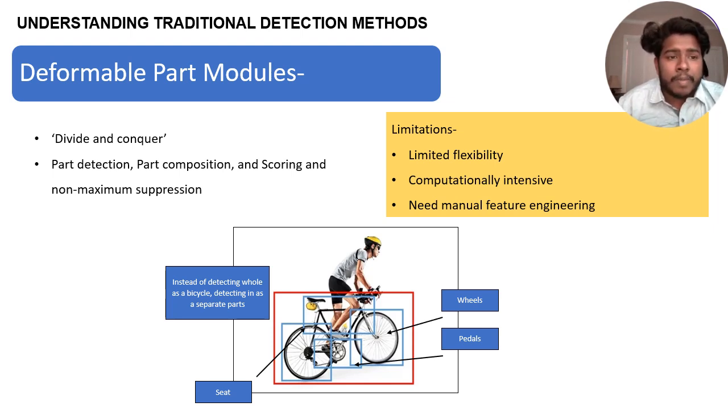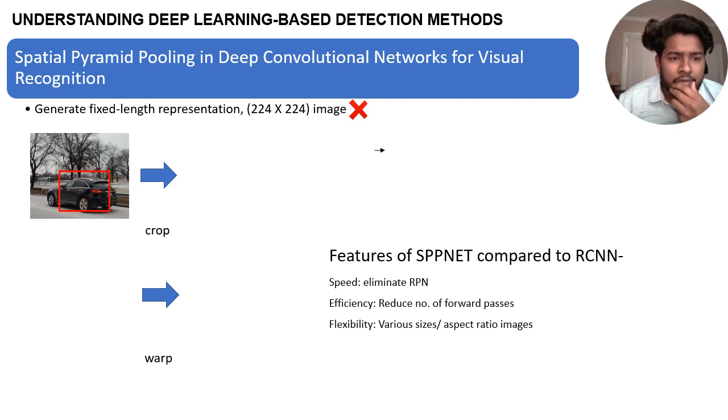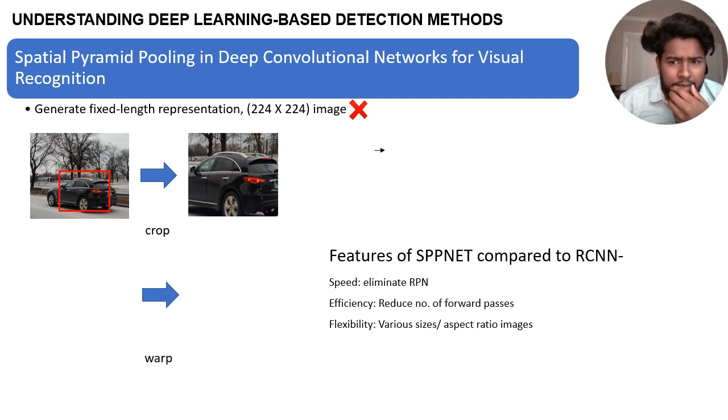So all the methods in the deep learning based era are classified under one stage detectors and two stage detectors, as I mentioned earlier. We can now move on to the first method, that is spatial pyramid pooling in deep convolutional networks for visual recognition. This method was introduced after the RCNN method.